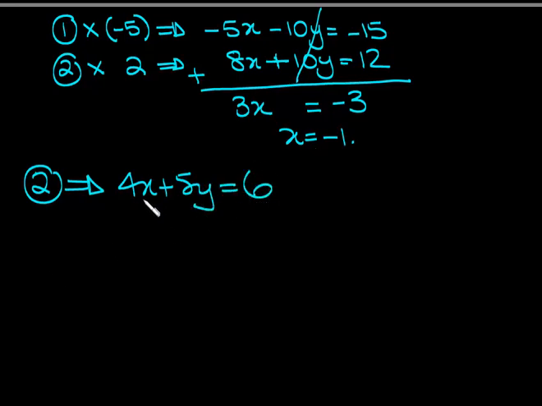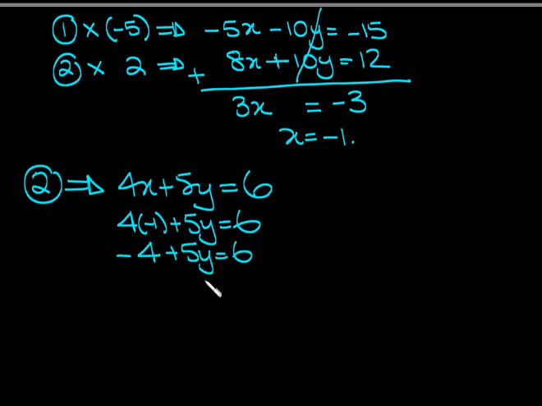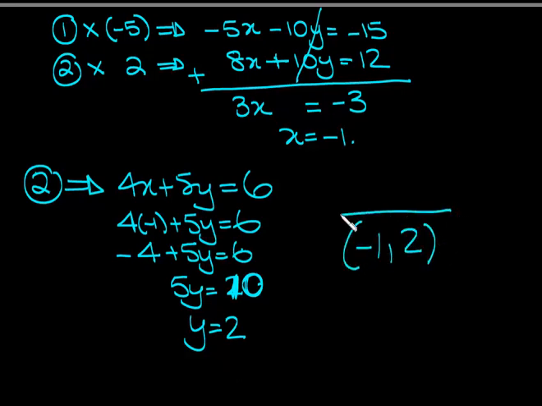So I'm going to replace x with minus 1. So you get 4 times negative 1 plus 5y is equal to 6. So we get negative 4 plus 5y is equal to 6. We get 5y is equal to 10, because 6 plus 4, when you move the 4 over, it'll become positive. So you get y is equal to 2. So my solution is negative 1 and 2. So that's how we do elimination.